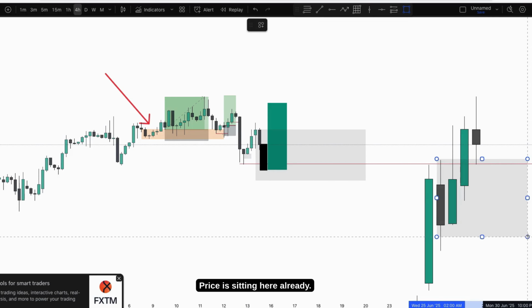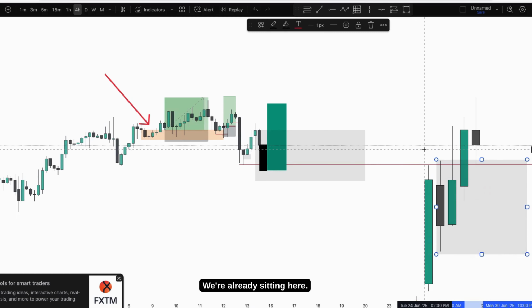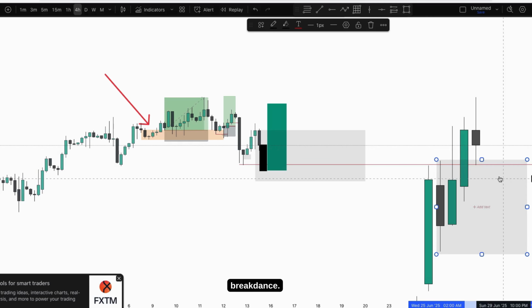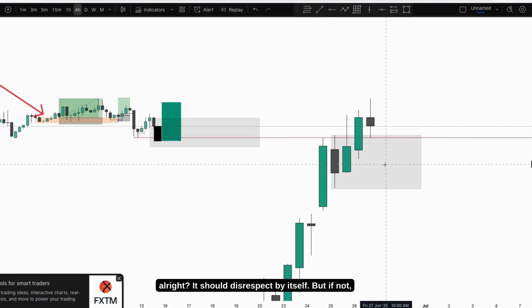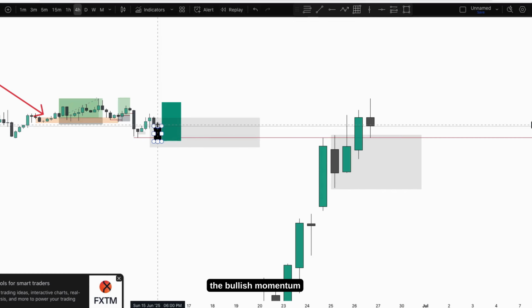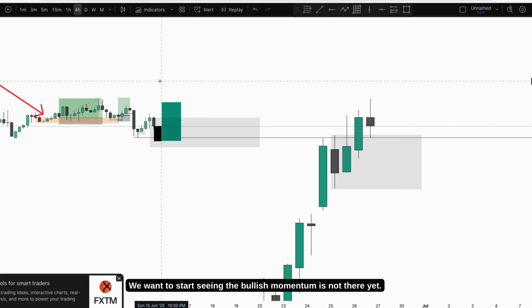Because where are we sitting? Price is sitting here already. We're already sitting here. You don't have the power to sell and break this. If it's going to disrespect, let it disrespect by itself, all right? It should disrespect by itself. But if not, the bullish momentum is what we want to see. The bullish momentum is not there yet.